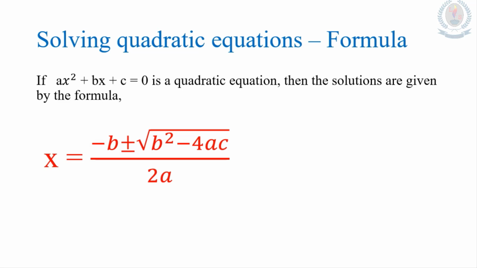then the solutions are given by the formula x equals minus b plus or minus the square root of b square minus 4ac, divided by 2a. This is the equation you have to use for solving quadratic equations by formula. I think now you can complete exercise 22 point in your textbook.